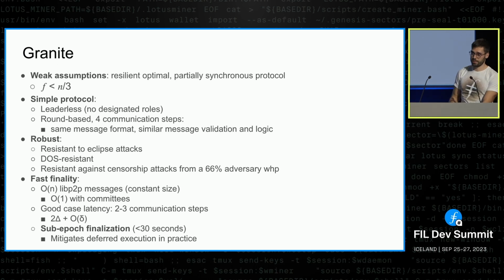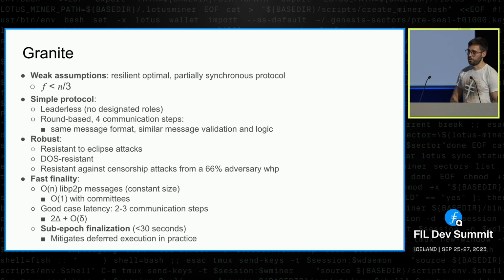So going back to the goals we had set up at the beginning, particularly for the consensus protocol: weak assumptions. Granite works in a partially synchronous environment and is resilience optimal in that environment. That means it's safe and live against an adversary controlling up to less than 34% of the power table. It's a simple protocol. Again, it's just 4 steps that repeat in iterative rounds. Everybody executes exactly the same code, roughly the same logic. It's robust because it's fully leaderless and it doesn't assume synchrony for safety. It's resistant to eclipse attacks. It's resistant to denial of service attacks.